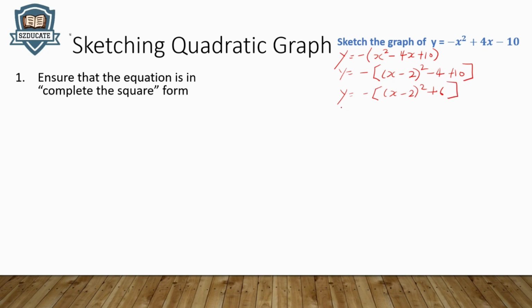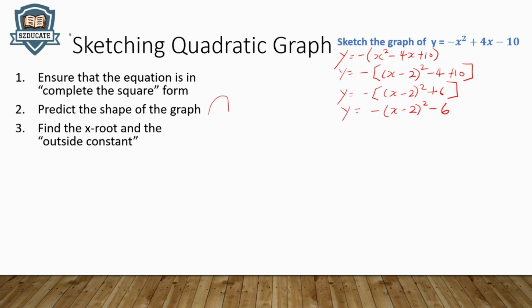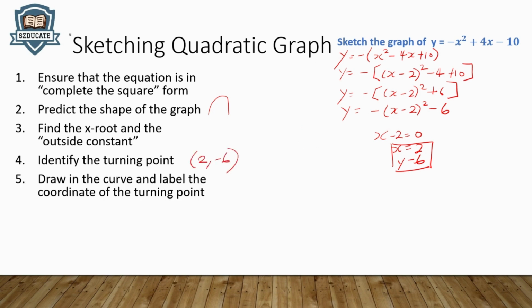Plus 6. So y equals negative x minus 2 squared plus 6. Okay. Now, this is an n-shaped graph because the coefficient of the x squared term is negative. Find the x root and the outside constant. So same thing, my x root is from x minus 2 equals 0. So my root is 2. And by observing, our outside constant is 6. So my next step, my turning point is 2 comma 6.